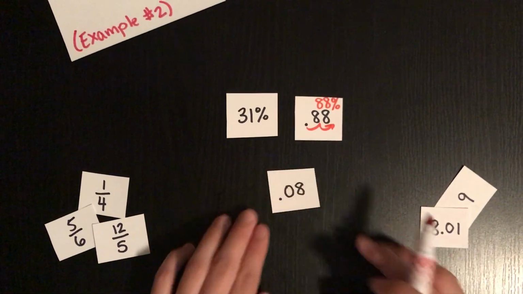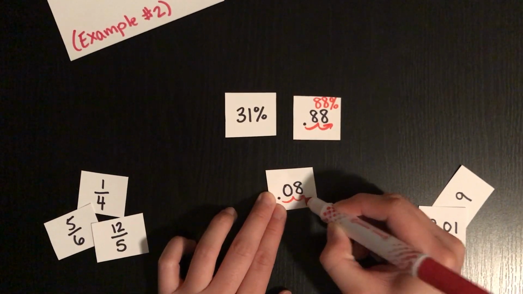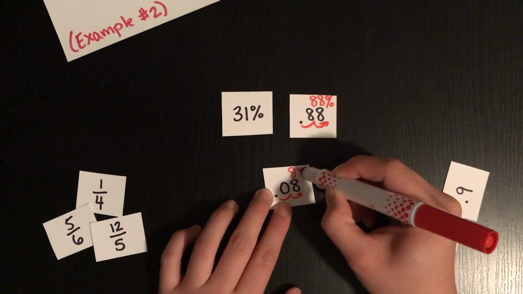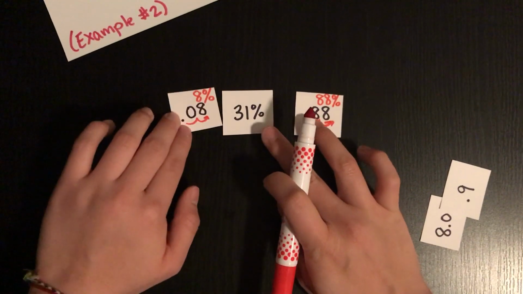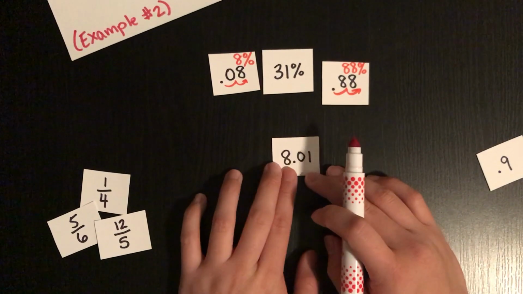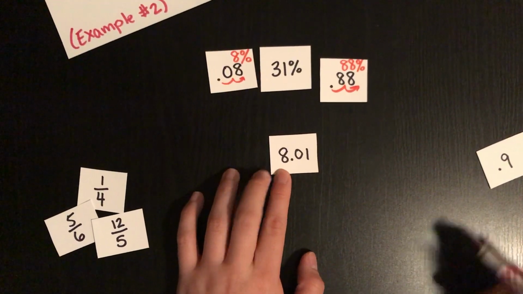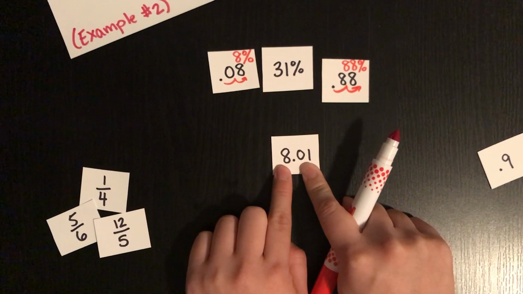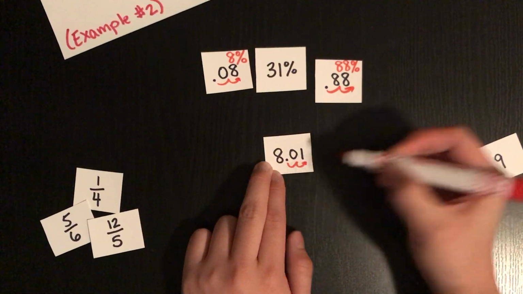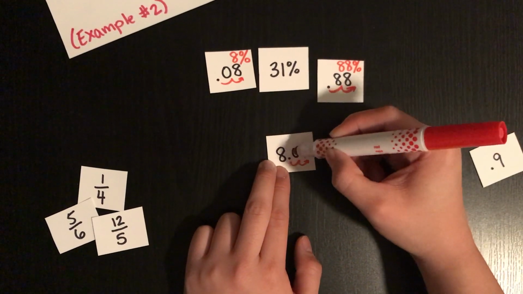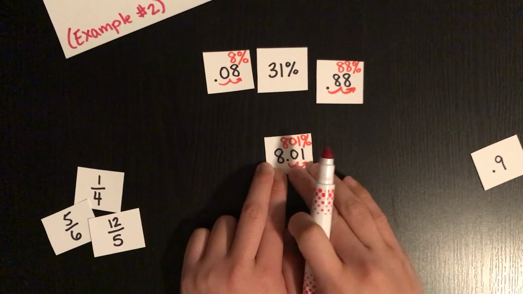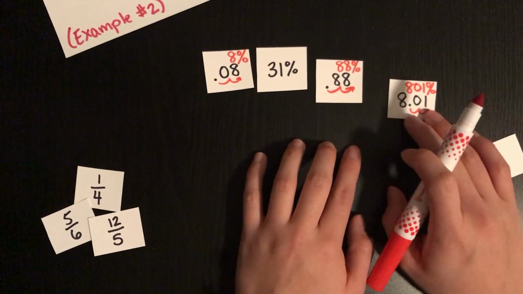Let's keep going. 0.08. We move our decimal place over 2 places. So 0.08 is the same thing as 8%, which is less than 31. Next, 8.01. Well, we know that we have 8 wholes here. We can still change it into a percentage. We move this decimal place over to the right 2 places, and 8.01 is the same thing as 801%, which is significantly larger than all of our other numbers.